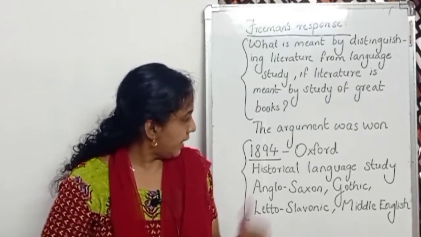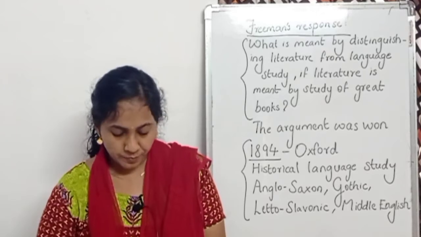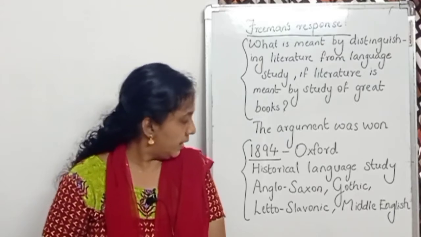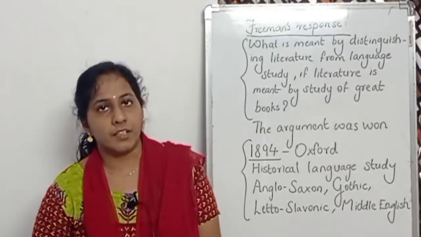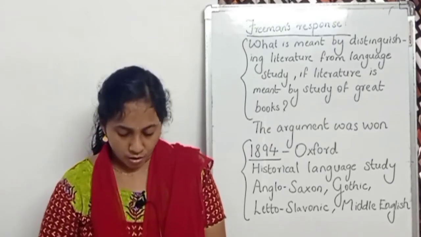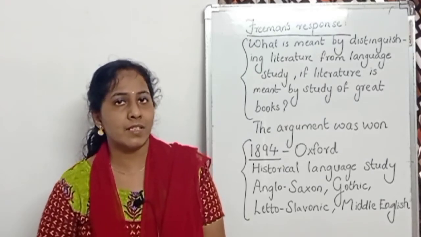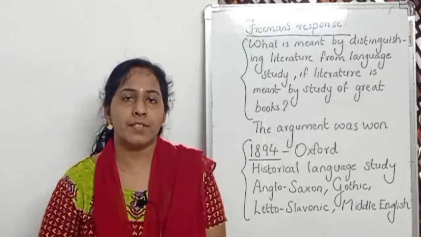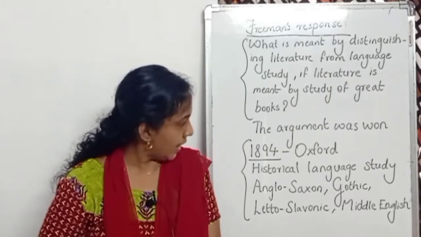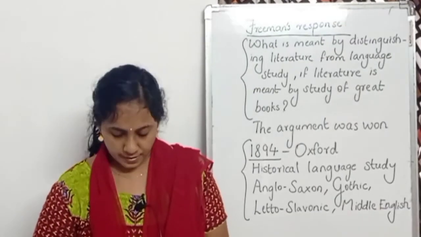So, in the year 1894, when the English course was finally set up at Oxford, it contained historical language study, that is Anglo-Saxon, Gothic, Later Slavonic and Middle English. That is, language study was included along with literature, obviously.